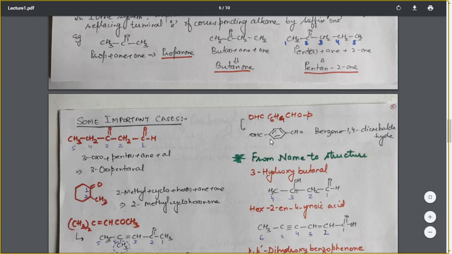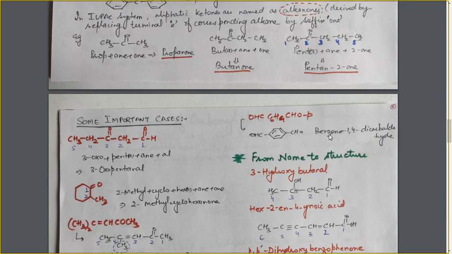So the main compound will be benzene, and as the carbon atom of the functional group is not included in the main chain, the name becomes benzene 1,4-dicarbonaldehyde. The carbon atom is not included in the benzene, that's why it is named as dicarbonaldehyde. There are two CHO groups, so it is dicarbonaldehyde, benzene 1,4-dicarbonaldehyde.